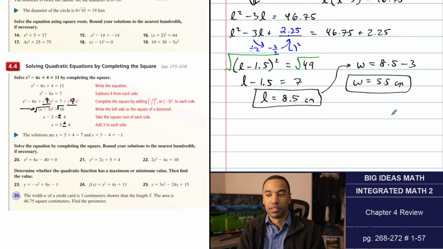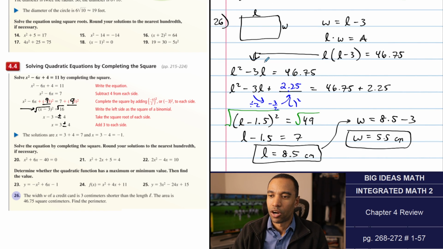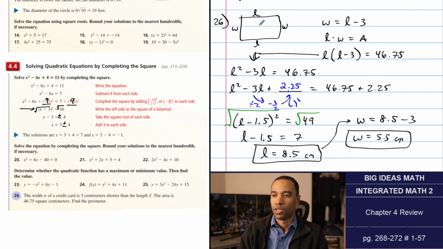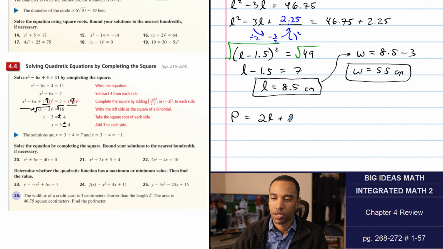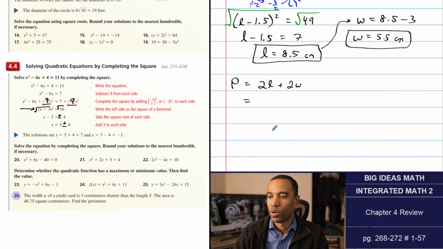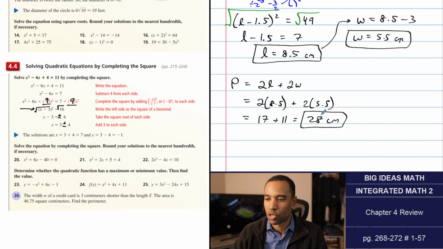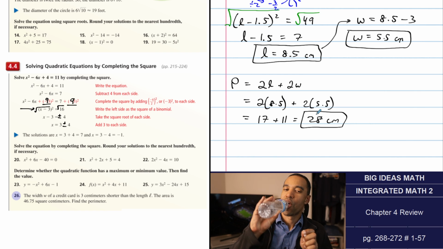Find the perimeter. I'm not done. I was going to be done. The perimeter of this thing has 2 lengths and 2 widths. Area is the inside, perimeter is the outside all around. Perimeter is 2 lengths plus 2 widths, which is 2 times 8.5 plus 2 times 5.5. That's 17 plus 11, which is 28. 28 centimeters. Not square centimeters, it's still one-dimensional units, even though it went around a two-dimensional track. 28 centimeters.